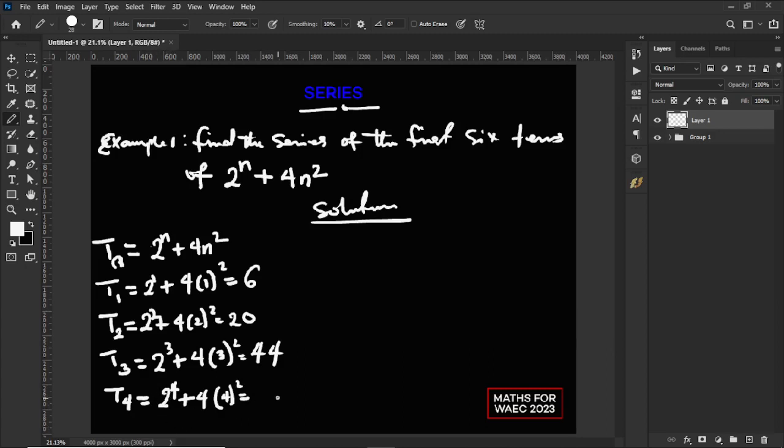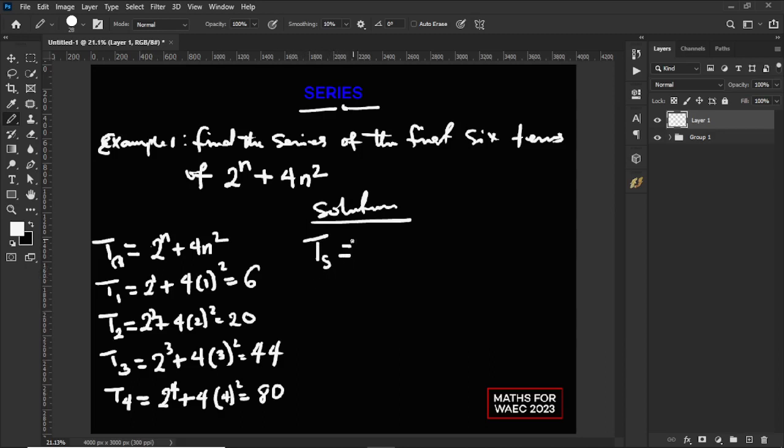So 2 raised to power 4 will give us what? 16, right? Then 4 raised to power 2 is also 16. 4 times 16 will give us 64. 64 plus 16, that's 80. So T4 is 80.